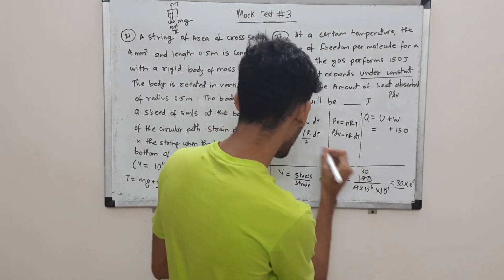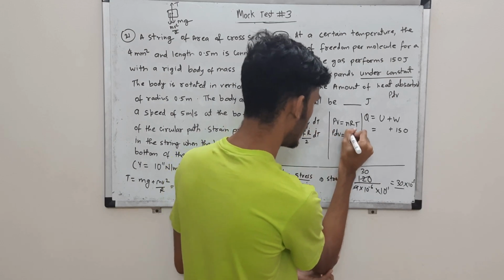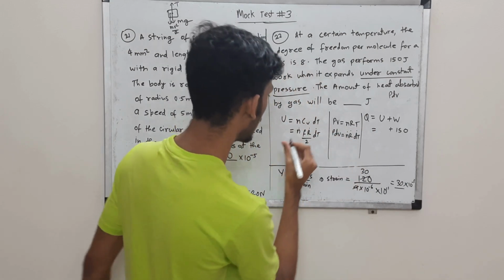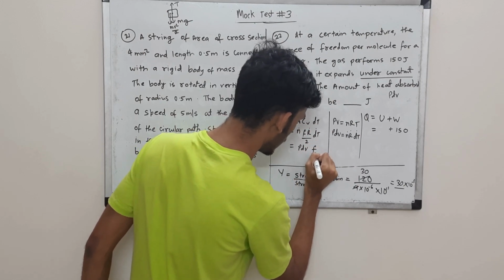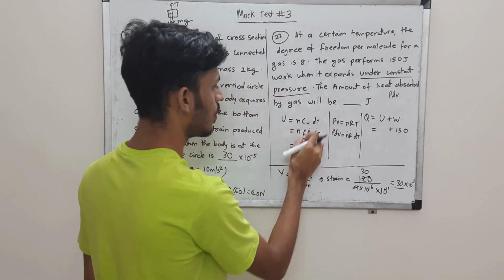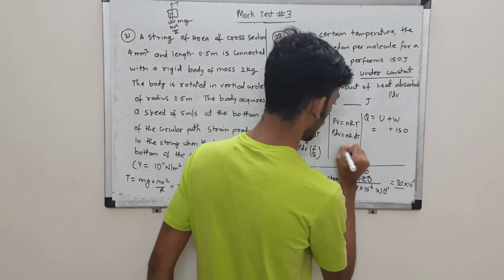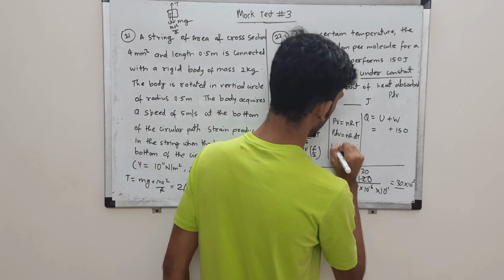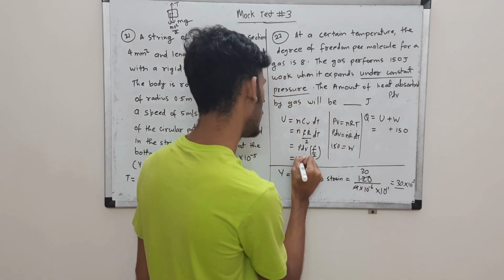So here you have nR delta T, and in place of that you can put P dV. So nR delta T you can replace by P dV, and f by 2 will remain as it is. And P dV is nothing but work done, which is 150. So P dV is nothing but work done, which is 150.